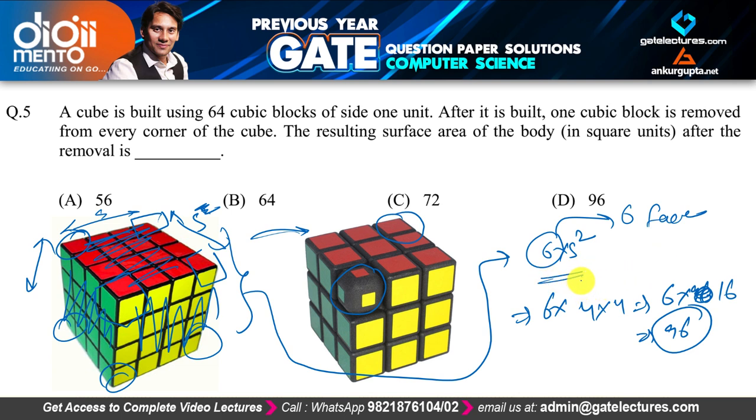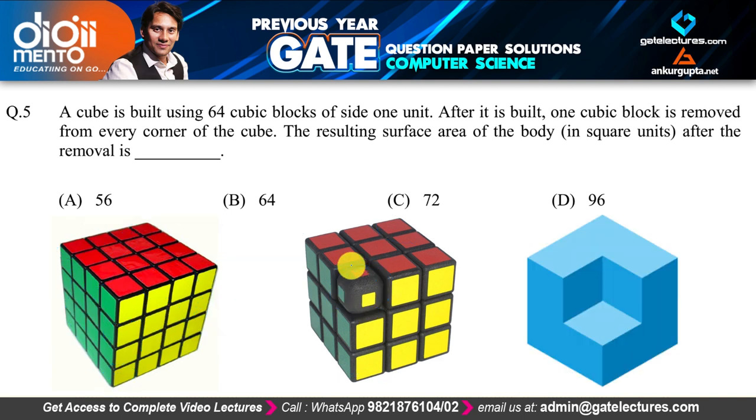Now, because here you can see there are a total of 6 sides, that is why the surface area will be 96. Now, they are saying after removal of one cube in every corner, what will be the change in the surface area? Now, you can see when you remove this cube from here, this area will look something like this. Okay, so this is how all the corners will be looking.